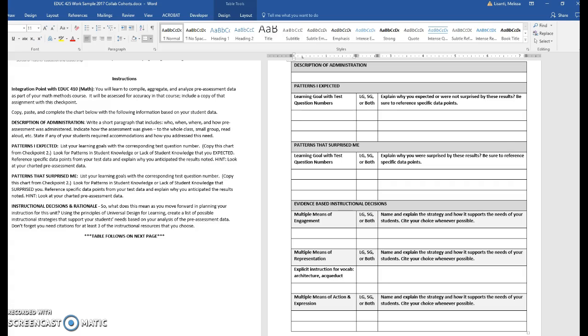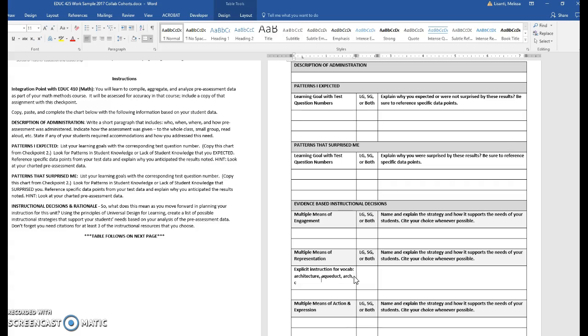I think we're going to get arch pretty easily, but I'm going to put it in here because it's key vocabulary. And then I might even put contribution and ancient, because those are important for understanding the unit as a whole. And so this is actually going to apply to my large group, and then I'm going to say that it supports the needs of my students because scores on questions related to key concepts were low as expected.